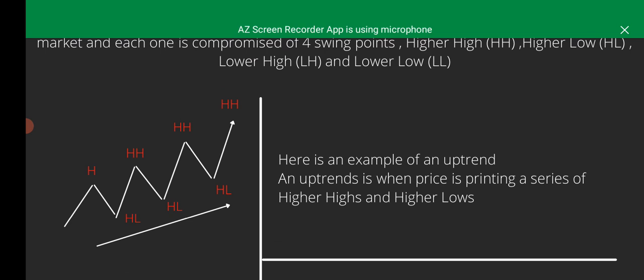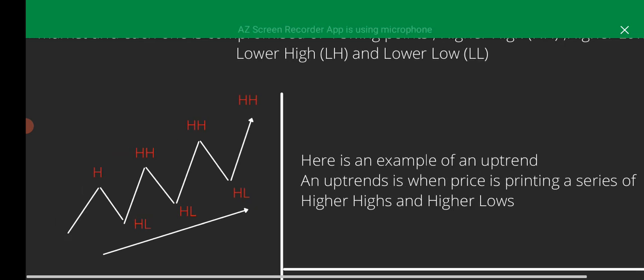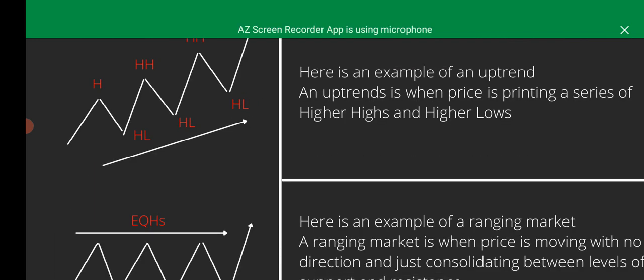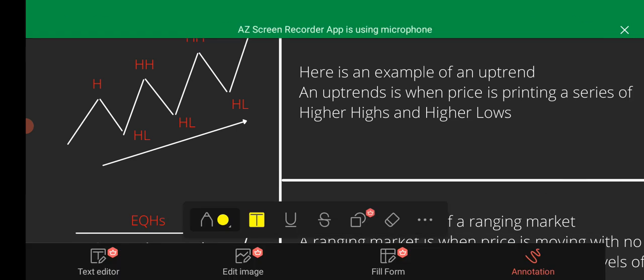This is an uptrend. In this example, we can see the market is printing a series of higher highs and higher lows, as you can see here. The market is creating a series of higher highs and higher lows. That is what you have to understand first. You can see the market is creating the higher high, and the market is creating the higher low. And for us to understand an uptrend, there are two rules, two criteria that have to be fulfilled.